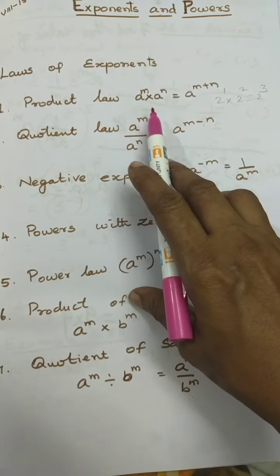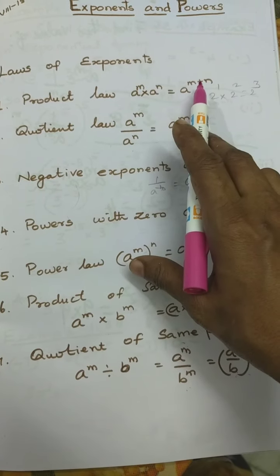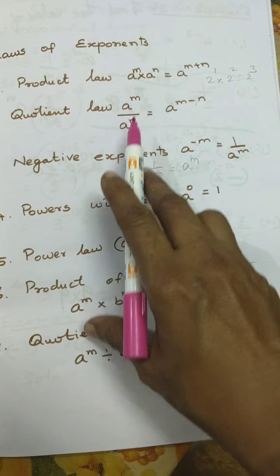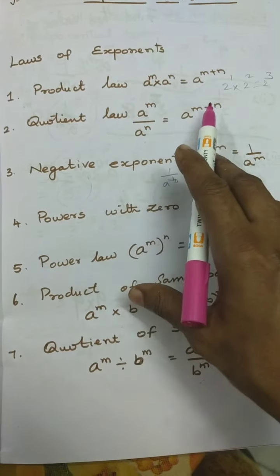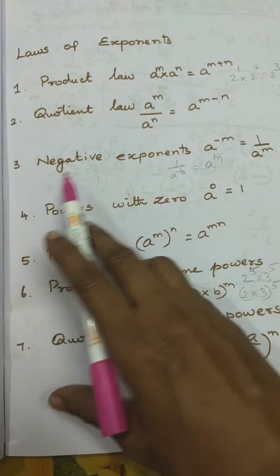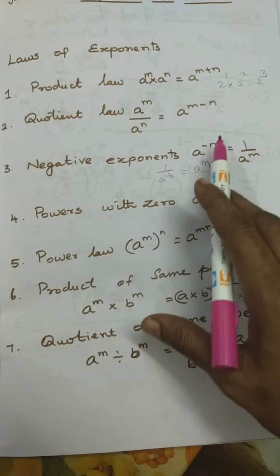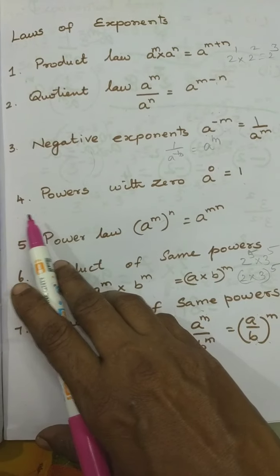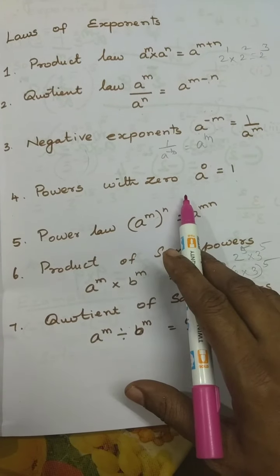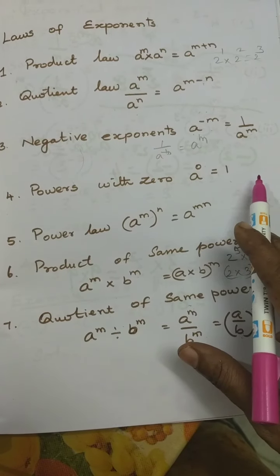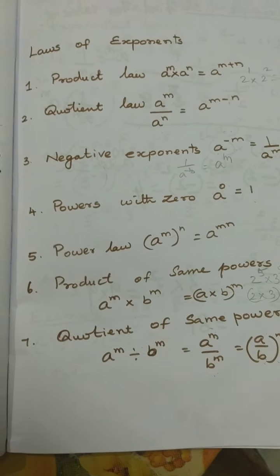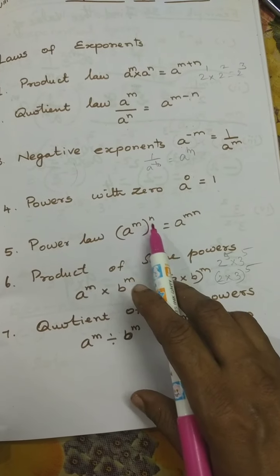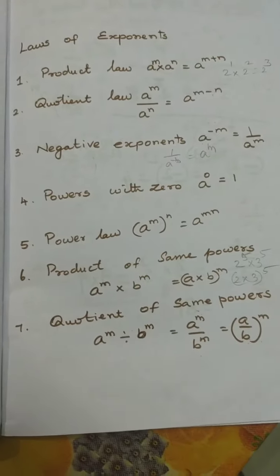Product law. That is a power m into a power n equal to a power m plus n. Quotient law. A power m by a power n equal to a power m minus n. Negative exponents. A power minus m is equal to 1 by a power m. Then powers with 0. Yes, a power 0 is equal to 1. Then power law. A power m, the whole power n is equal to a power mn.